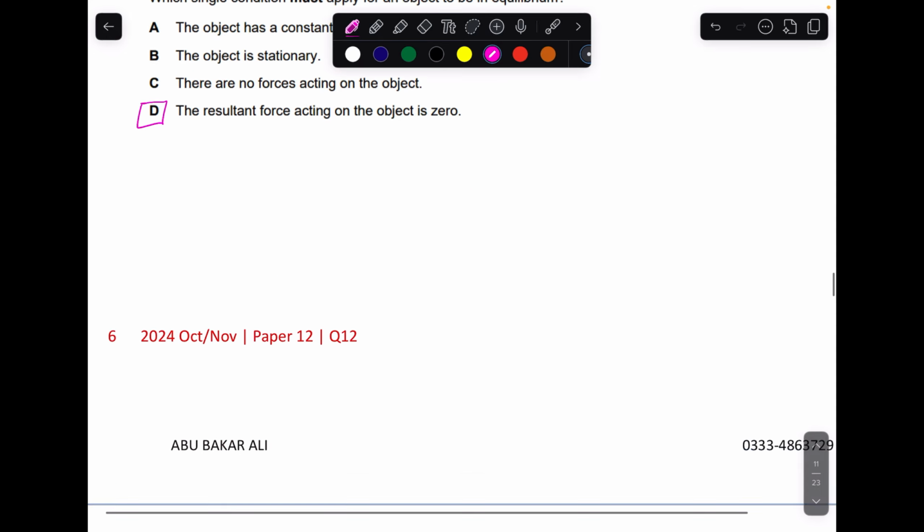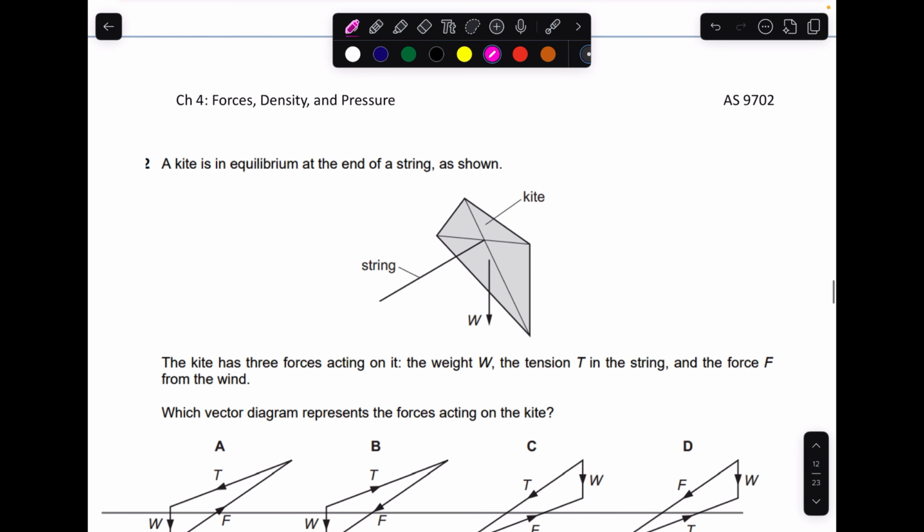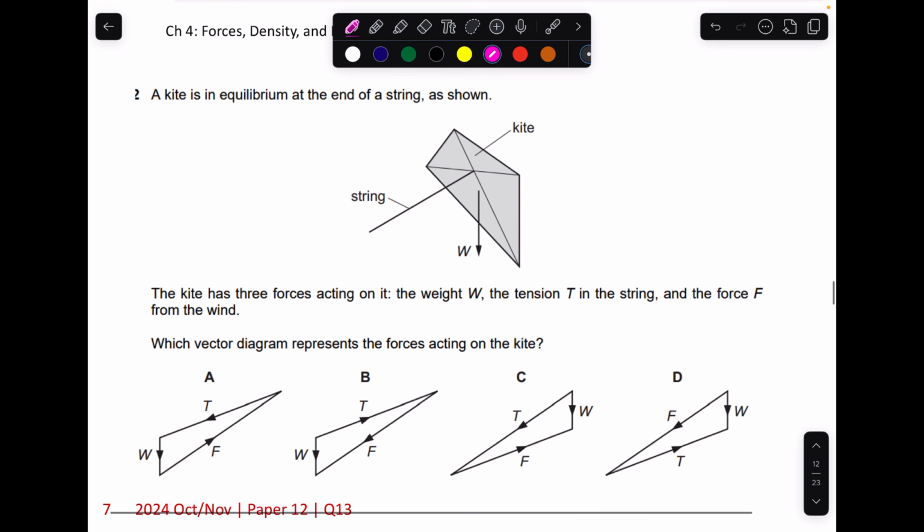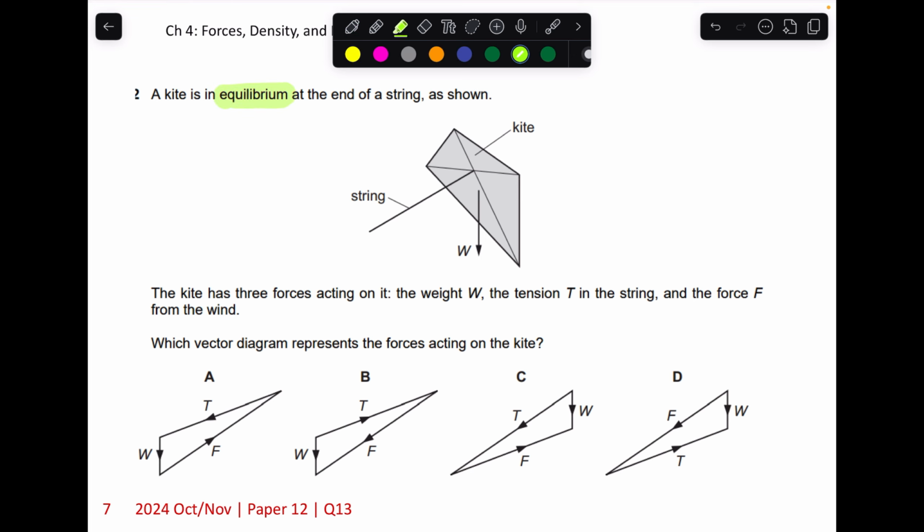Okay, so in the next question, a kite is in equilibrium at the end of the string as shown. The kite has three forces acting on it: the weight, the tension in the string, and the force from the wind. Which vector diagram represents the forces acting on the kite? As it is in equilibrium, we have to look at the forces that are cancelling each other. As we discussed in the previous questions, when there are different forces, if they form a cyclic shape, they will cancel each other.